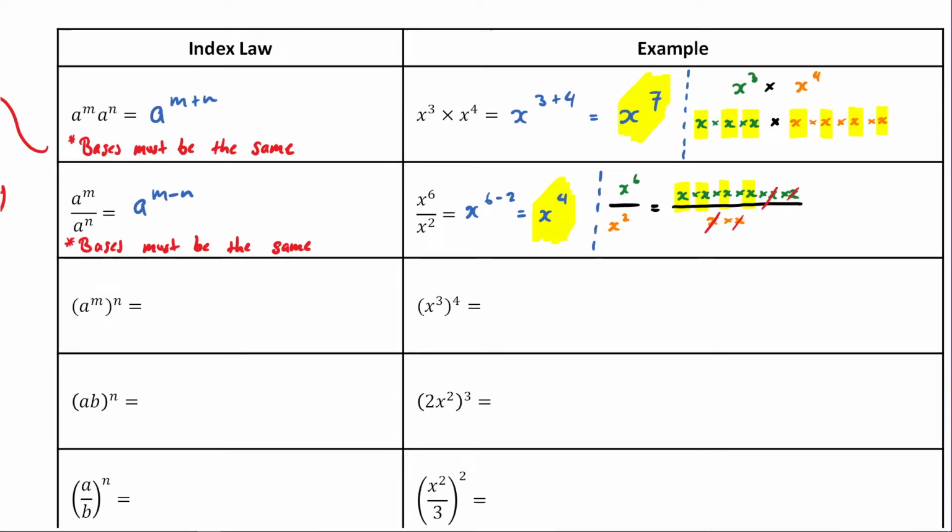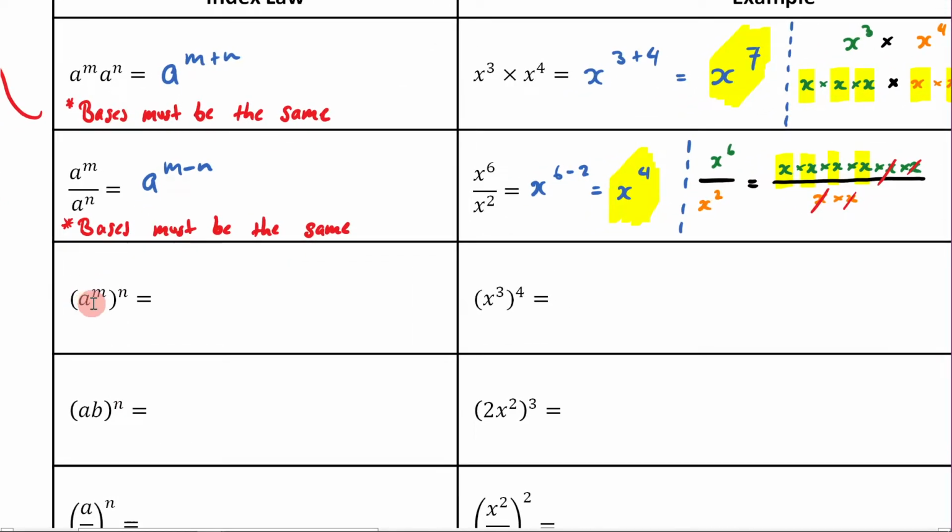We continue on. Isn't this exhilarating stuff right here? Hopefully you're finding it exhilarating as well. Okay, so here we go. Our next one here, we've got a to the m, and then the whole thing is being raised to another power. What's going to happen here is that this outside power is going to distribute in. So that means what we're going to be left with here is a to the m times n.